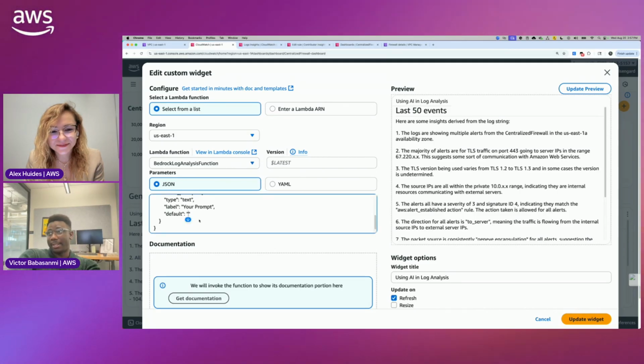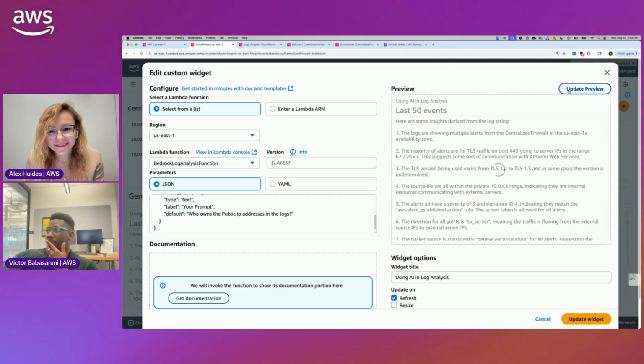So I can be like, who owns the public IP addresses in the logs? I'm just going to update this.